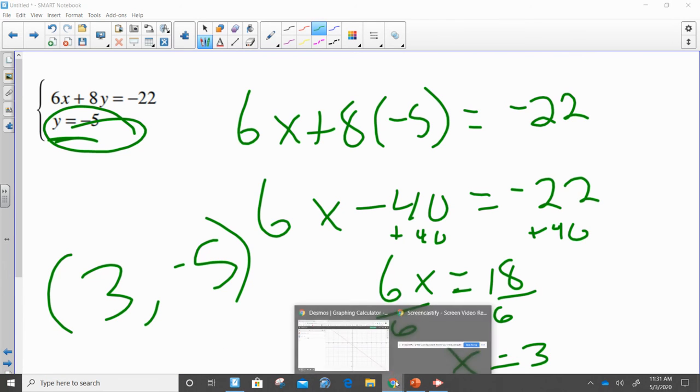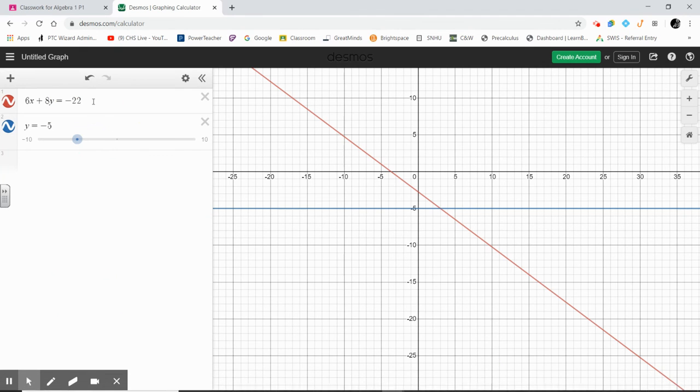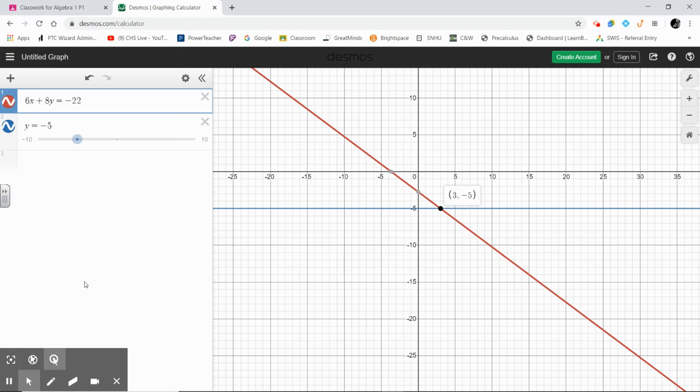So I'm going to go check out the graph on Desmos. The red line is my first equation, the blue line is the y equals negative 5 equation. They intersect right here. When I click on that intersection point, I have 3, negative 5. Exactly what I got by substitution.